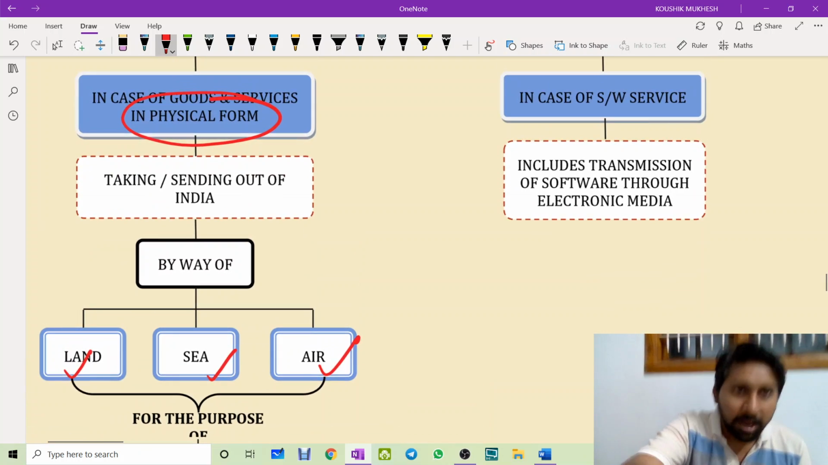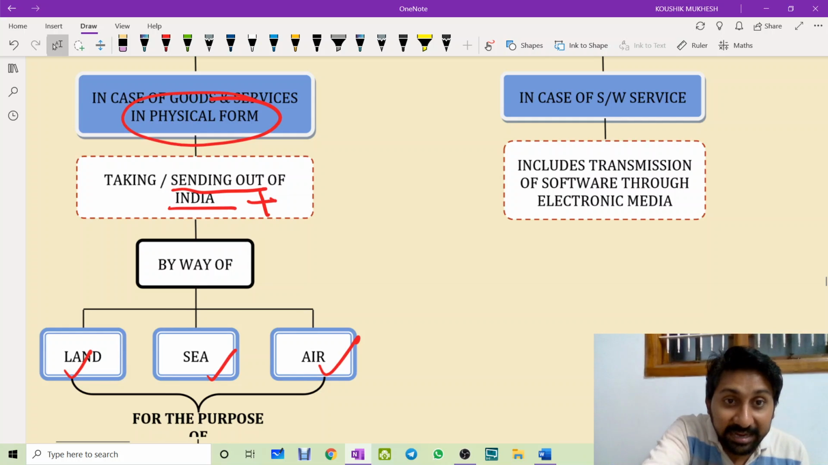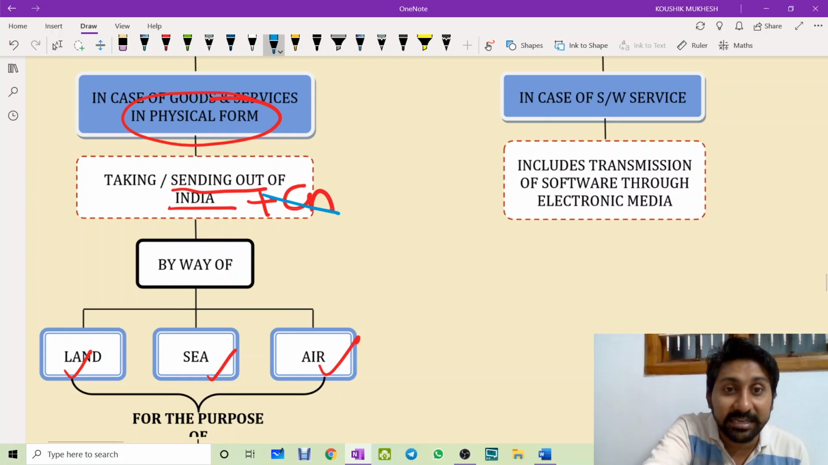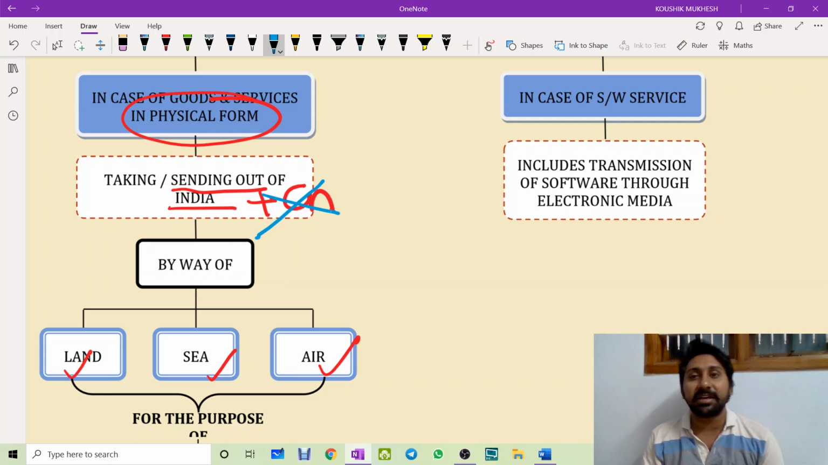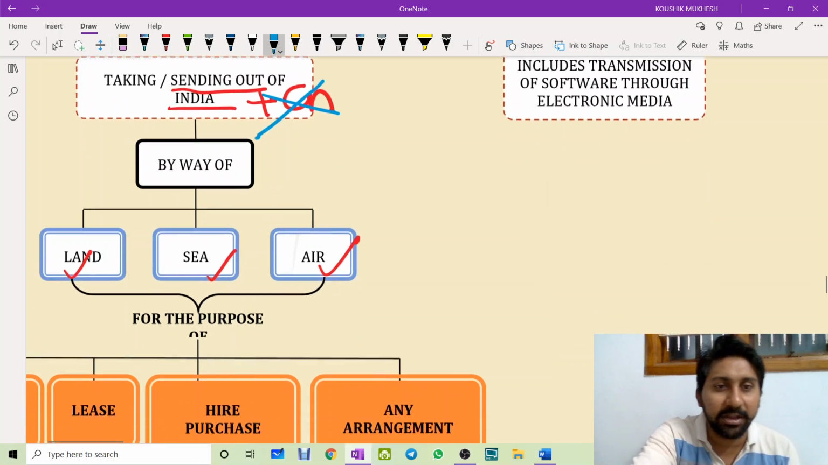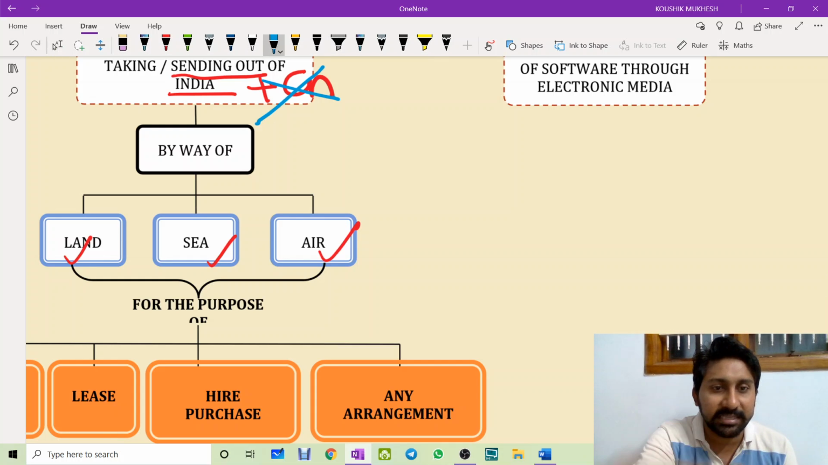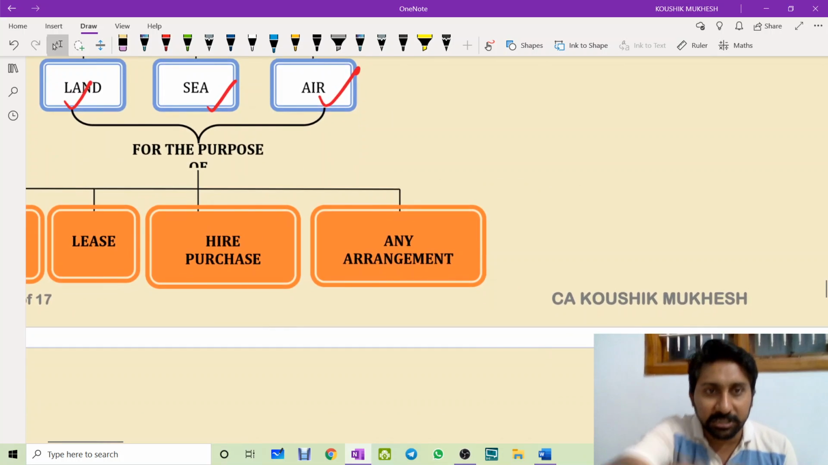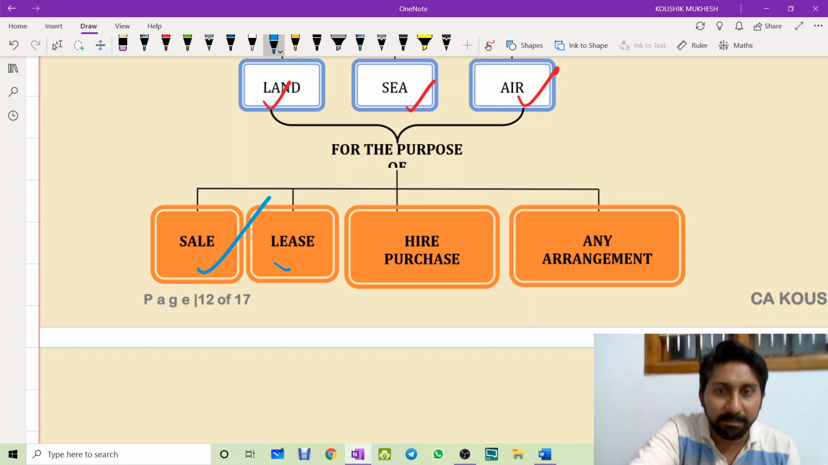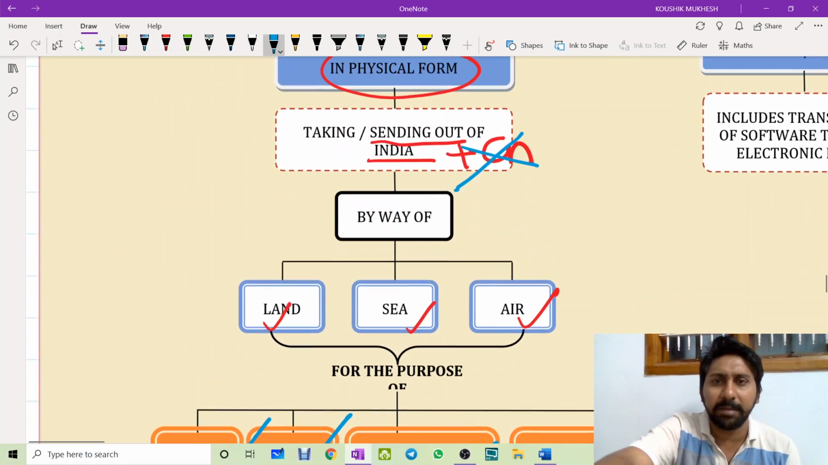As of now, I told you. Taking or sending out of India, and receipt of consideration is not there. Receipt of consideration is not an export. Once the goods cross the territorial waters of India, yes, export has been done. You have to declare. So taking or sending out of India by way of land, sea or air, for what purpose? Just now I told you, it may be sale, it may be lease, it may be hire purchase, it may be any arrangement or agreement; anything that makes an export.